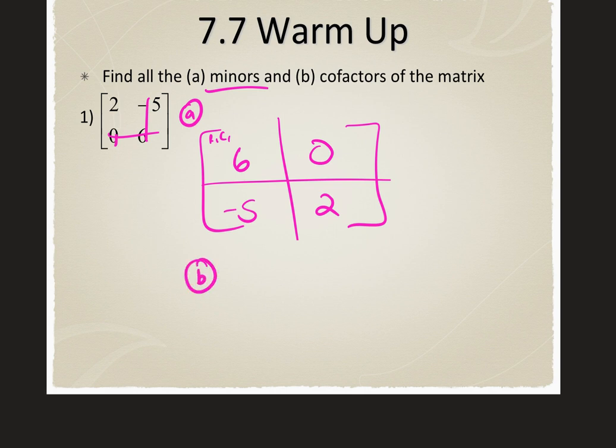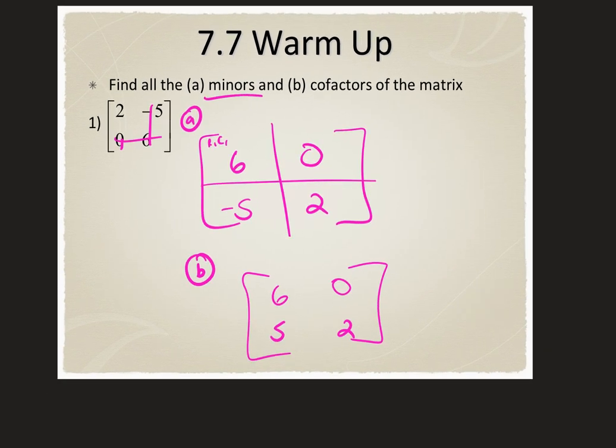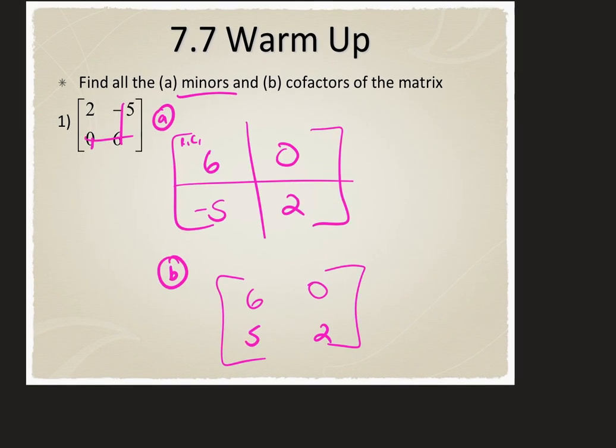And then the cofactors, you change the sign, but not the first one. So you change the sign of the top right corner. 6 stays the 6. 0 would be a -0, but there's no such thing, so it stays a 0. Then -5 becomes +5, and 2 stays alone. So top right and bottom left corners are the ones that change sign there. Most of you got that one right.